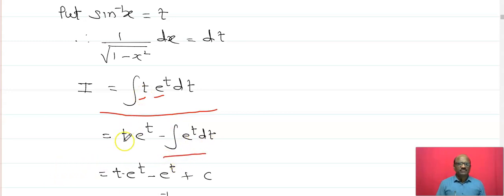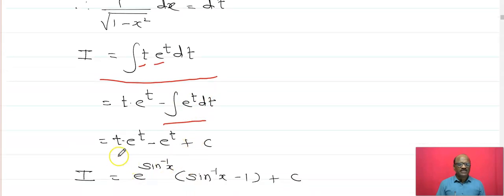Now see this. Again I will repeat here. First function into integral of the second minus integral derivative of the first into integral of the second. Integral of e raised to t is e raised to t, minus integral derivative of t is 1, and integral of e raised to t is e raised to t. And again integral of e raised to t is e raised to t plus c, and now resubstitute the value of t.